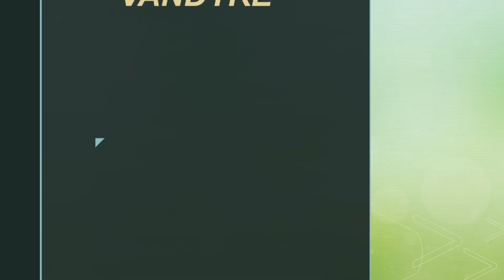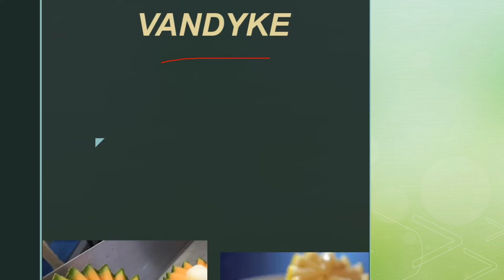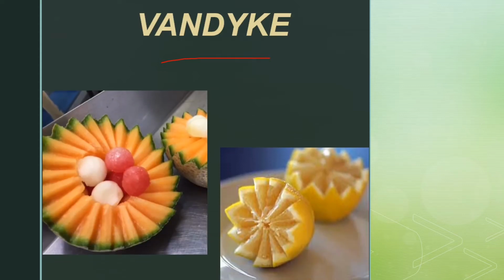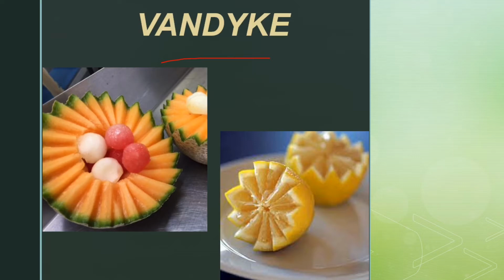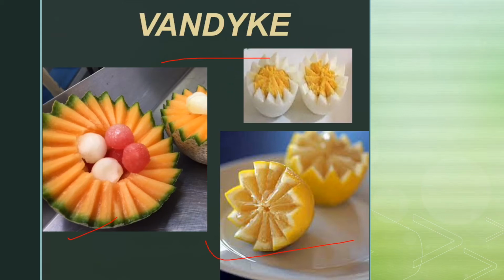So next we have a term called Van Dyke. Van Dyke is a cooking term that refers to cutting a zigzag or decorative pattern around the circumference of fruits and vegetables to create decorative garnishes for food presentations like this. Sometimes I try to peel and Van Dyke a boiled egg like this. It looks amazing, right?